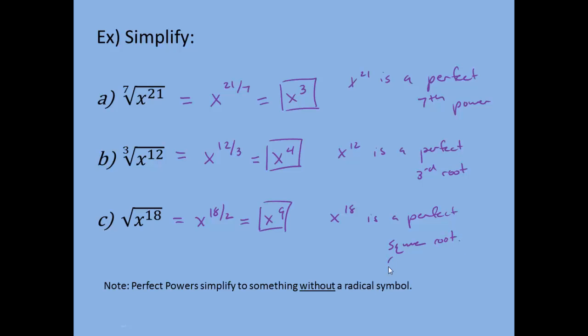Right, or you could say, second root instead of square. So all these were perfect powers, meaning that they all divided evenly by the index. Notice all these are perfect powers, so when we divided by the index, they all came out evenly. And this way that removed the radical symbol. So when you have a perfect power, when you simplify it, the radical symbol is gone.